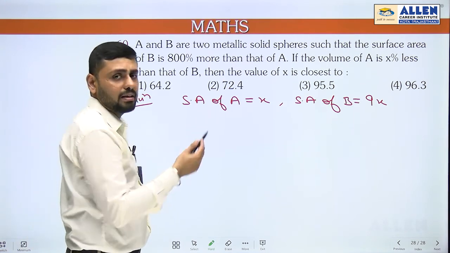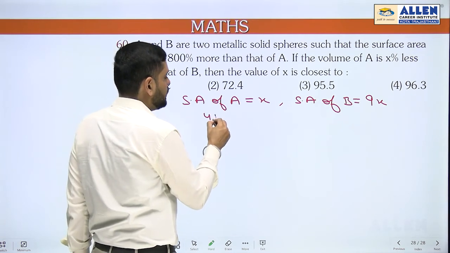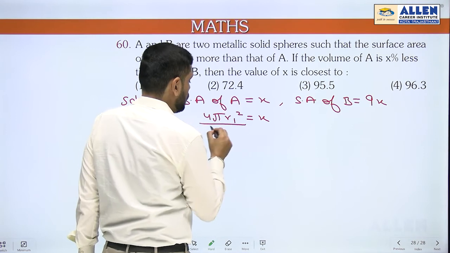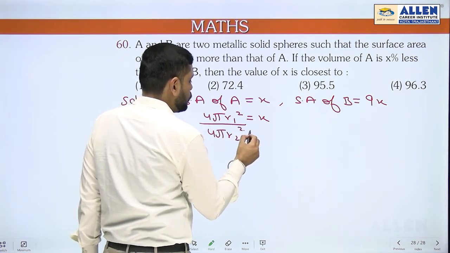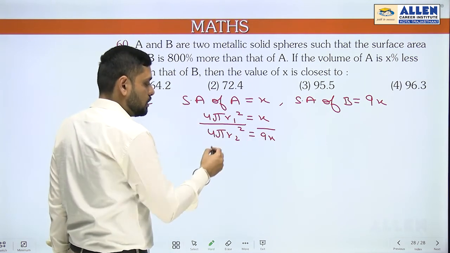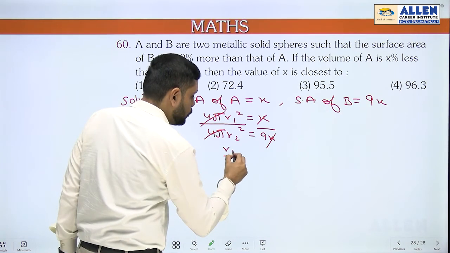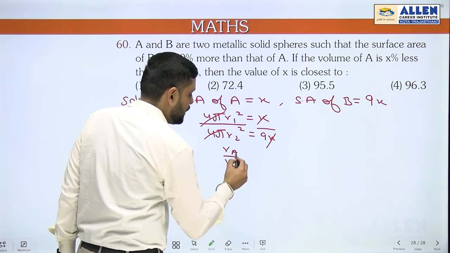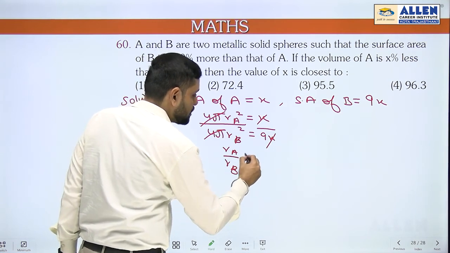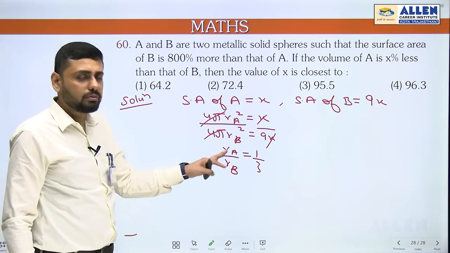Now first we'll find the ratio of their radii, right? As they are squared, it will be 4 pi r1 square equal to x, and 4 pi r2 square equal to 9x. Now we'll take the ratio. So this will get cancelled, this will get cancelled. So r1 upon r2, or we can take it as ra and rb, so it will be easy for us to understand. It will be 1 by 3, right? So the ratio of their radii will be 1 by 3.